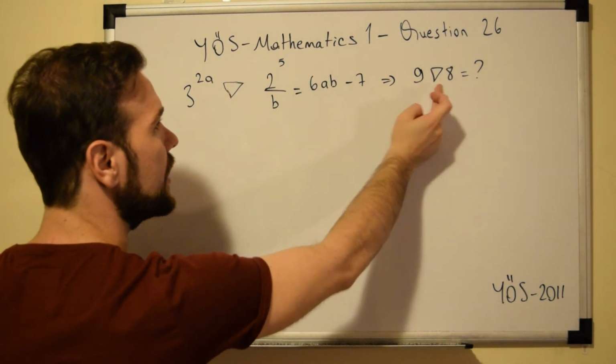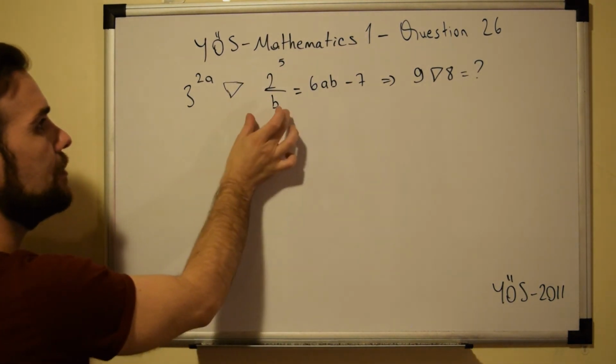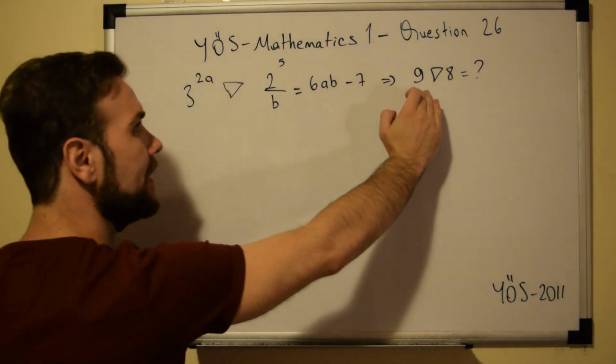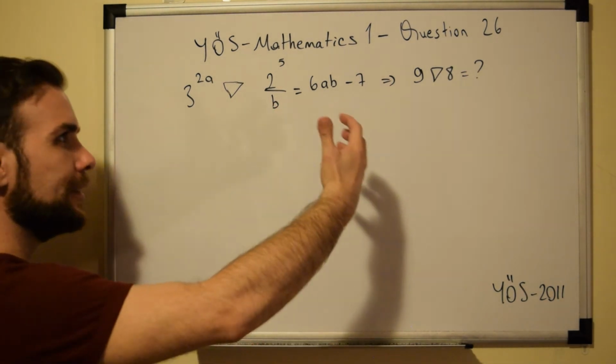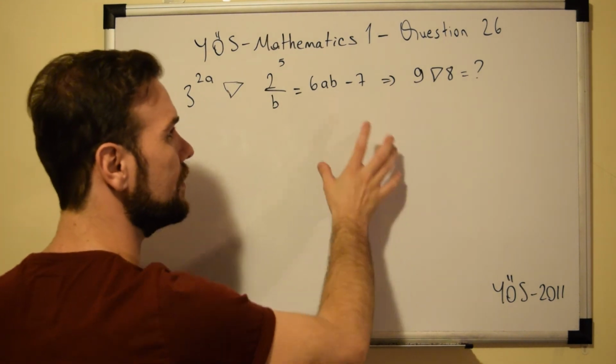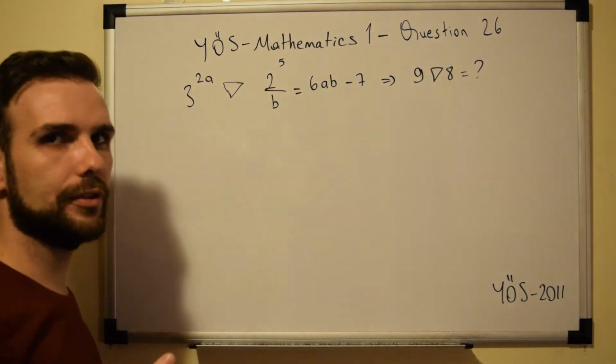And now we have to look at the elements. We see that the elements are at different levels. So what do we have to do? We have to bring them to the same level. By doing so, we will be able to find the values of a and b. And as soon as we find the values of a and b, we can get to the right answer.